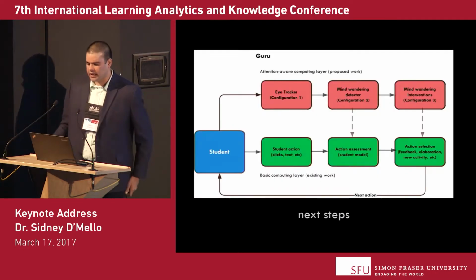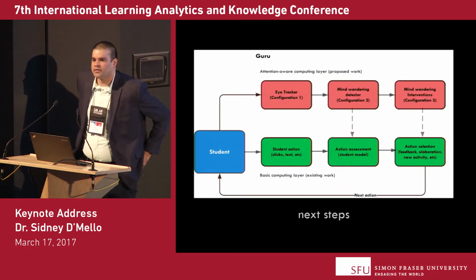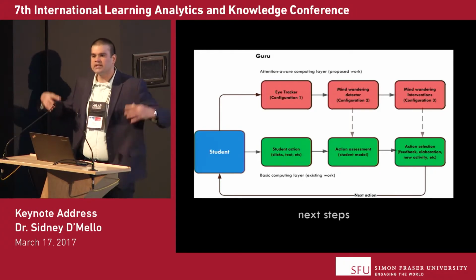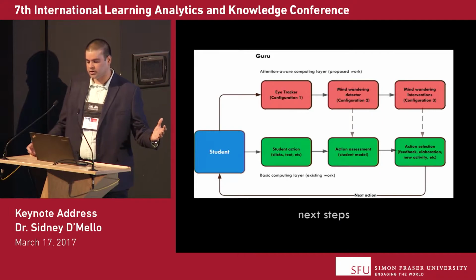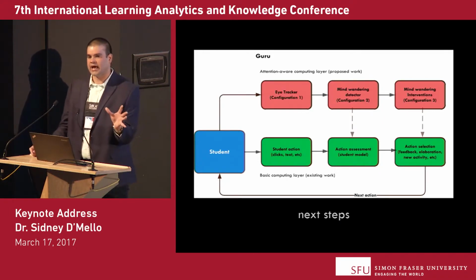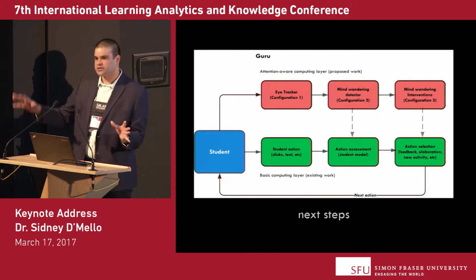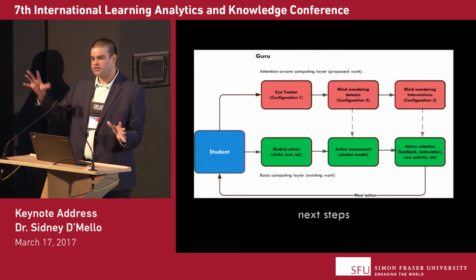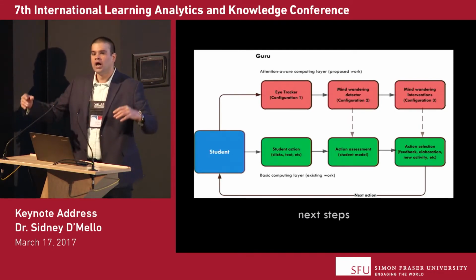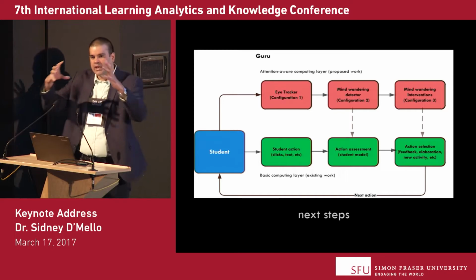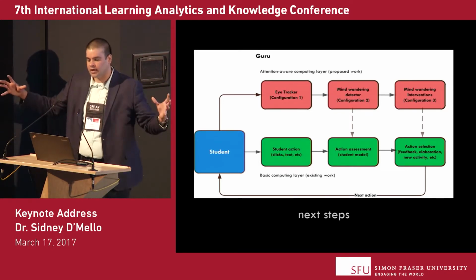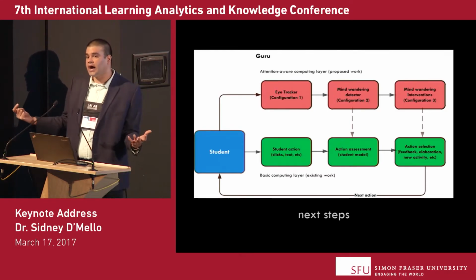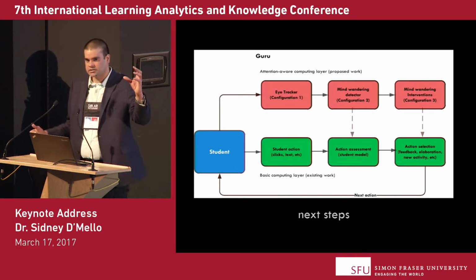So the last thing I wanted to say on this is, where are we going with this? If you think about a typical intelligent tutoring system, like Guru, there's a student. The green stuff is what it typically does. Student does the action. There's some assessment of the action. And then there's a student model, and there's action selection. What we're arguing here is a layer of computing on top of this that we call the attentional aware computing layer that, in this case, does not need to be an eye tracker, but it's an eye tracker first.